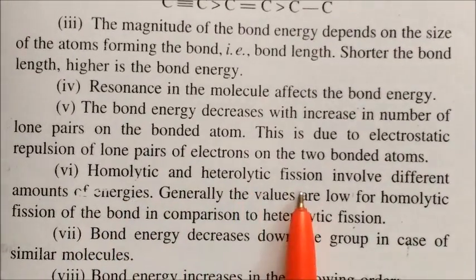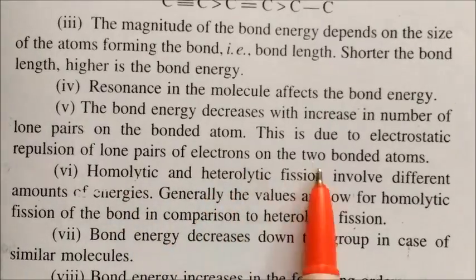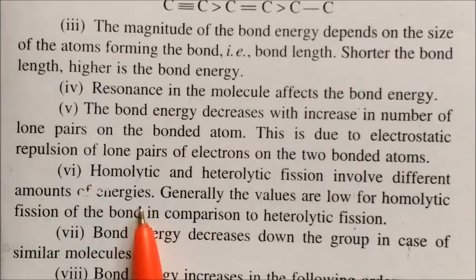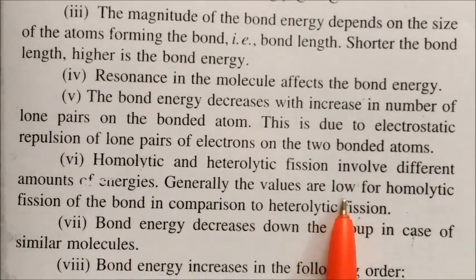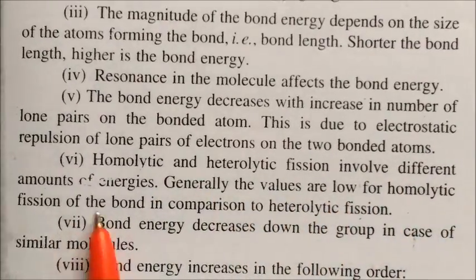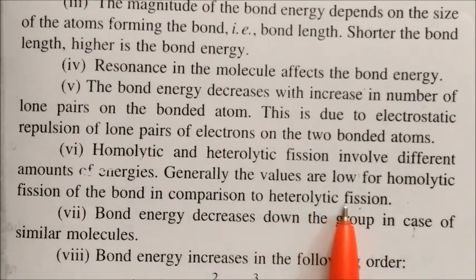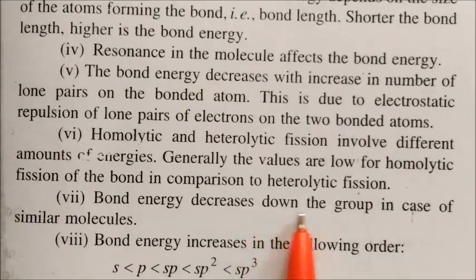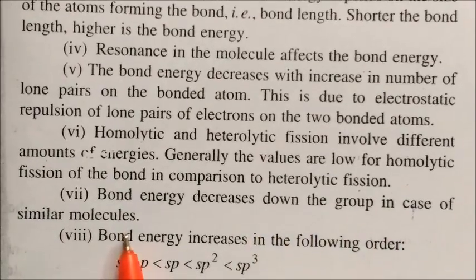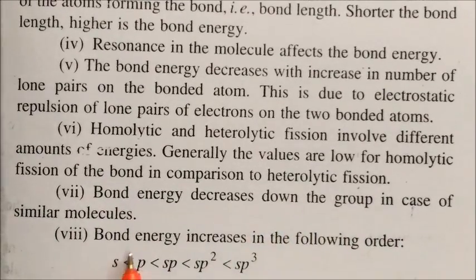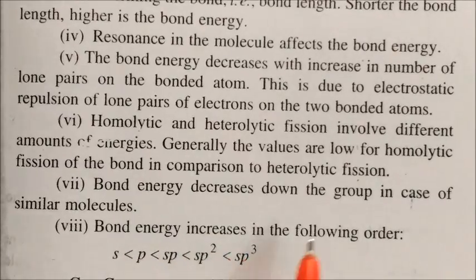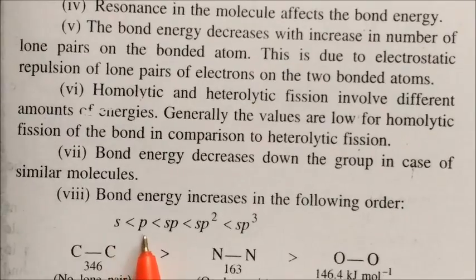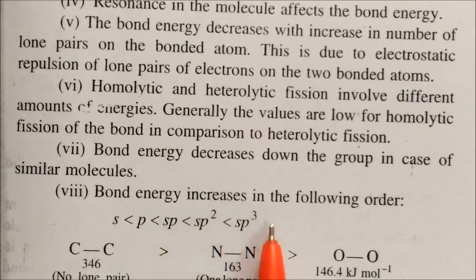Homolytic and heterolytic fission are two different types of fission, and they have different amounts of energy. Generally the value is lower for homolytic fission than for heterolytic fission. Bond energy decreases down the group in the case of similar molecules. Again, note it down. Bond energies increase in the following order: s is less, then p is more, then sp, then sp2 and sp3.